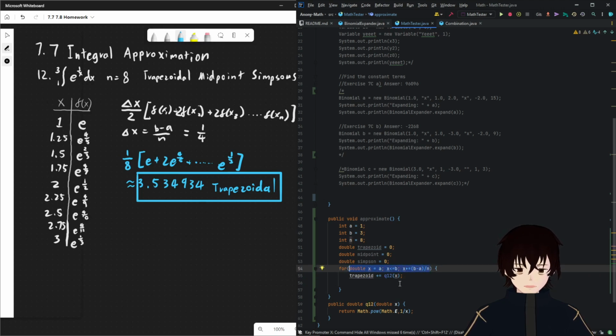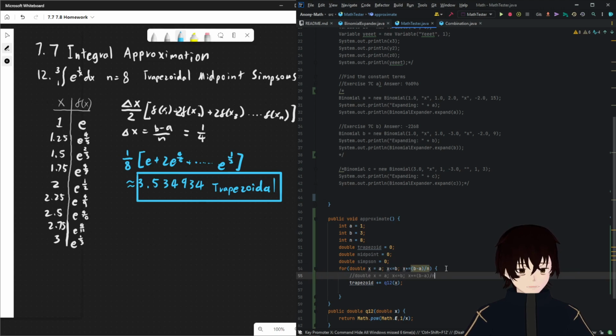I feel like we should be doing this a different way. Place that somewhere. Let's do I. That's a lot easier to understand. So this will iterate 9 times given that n is 8.